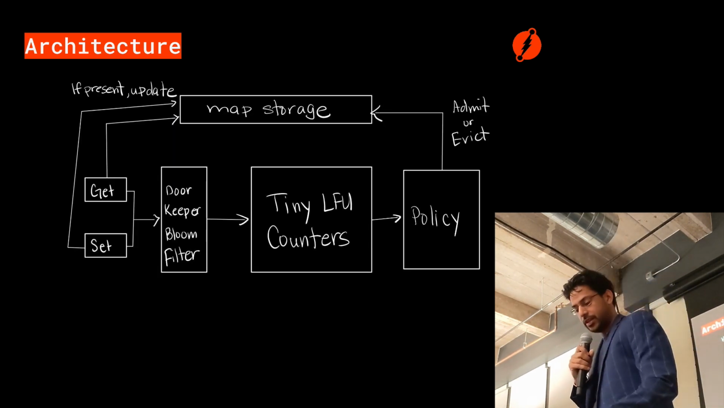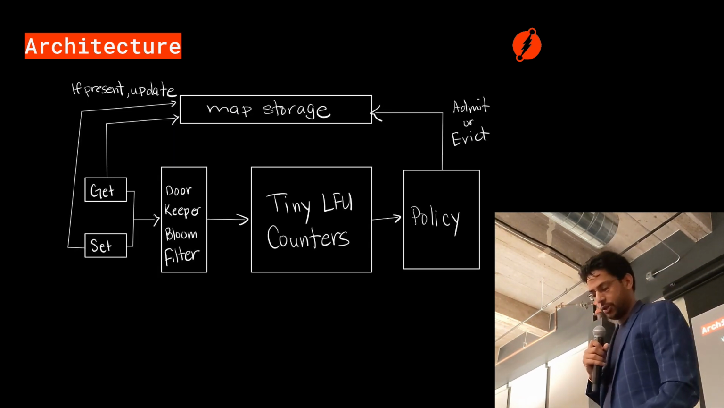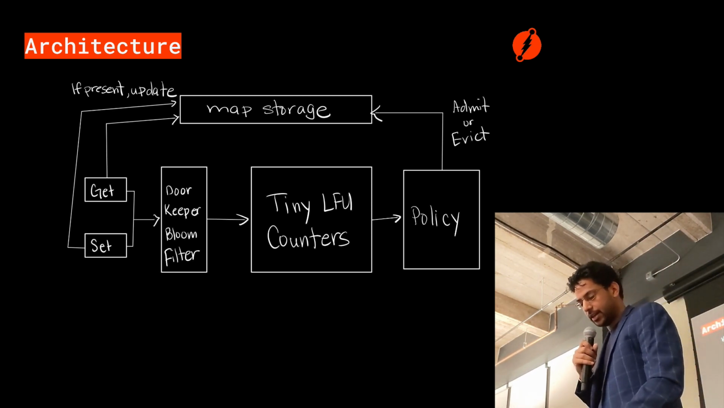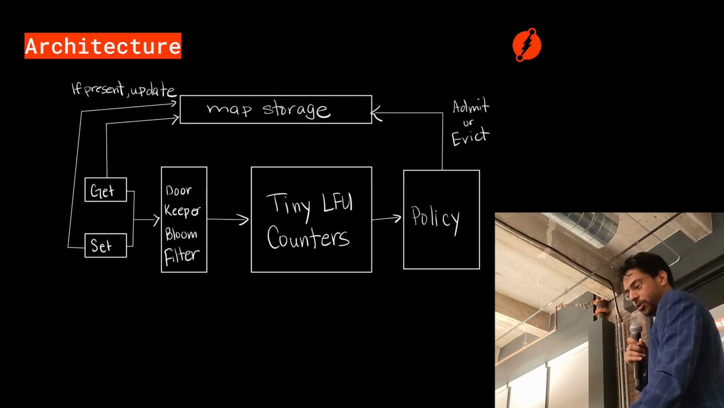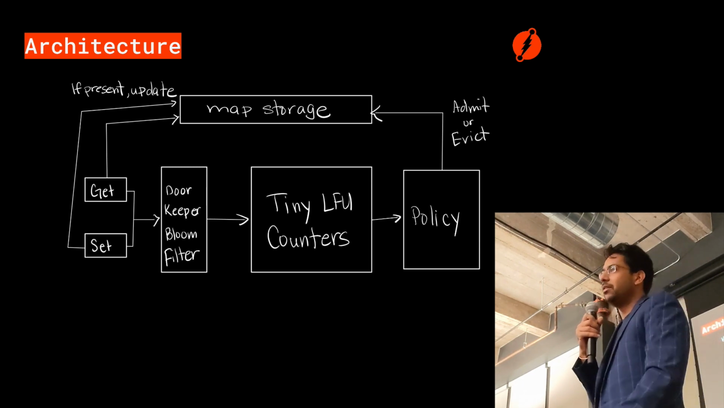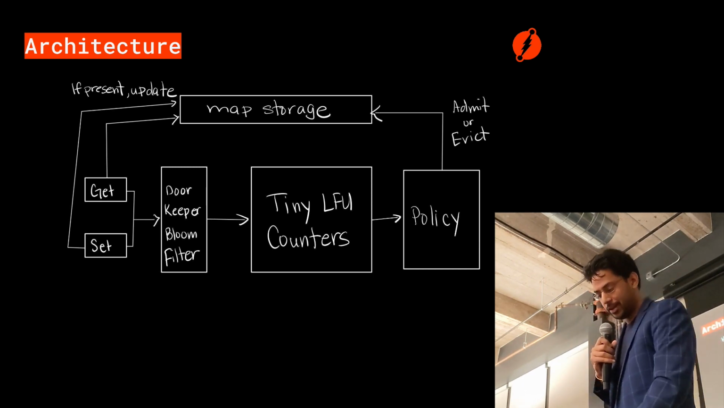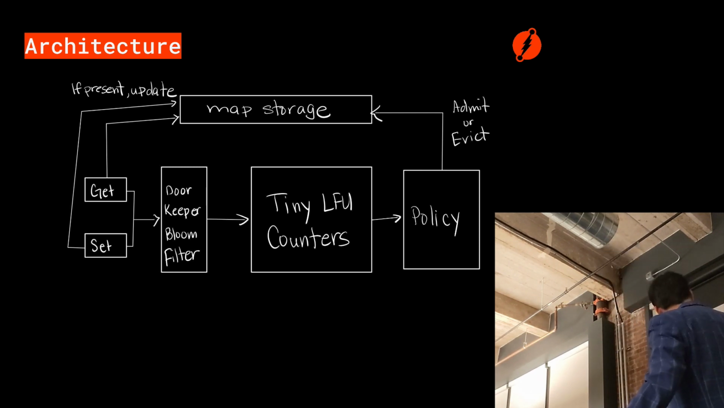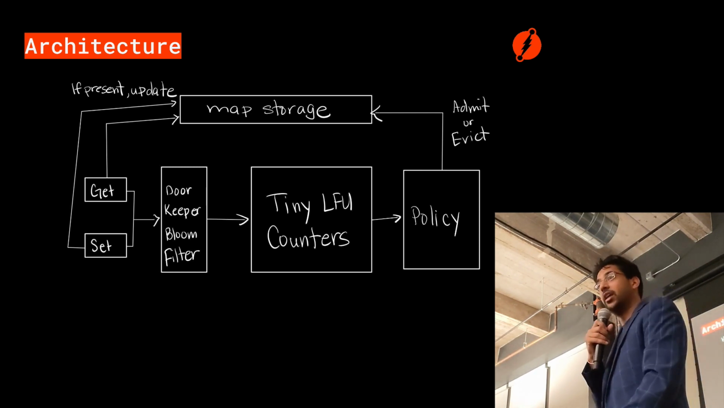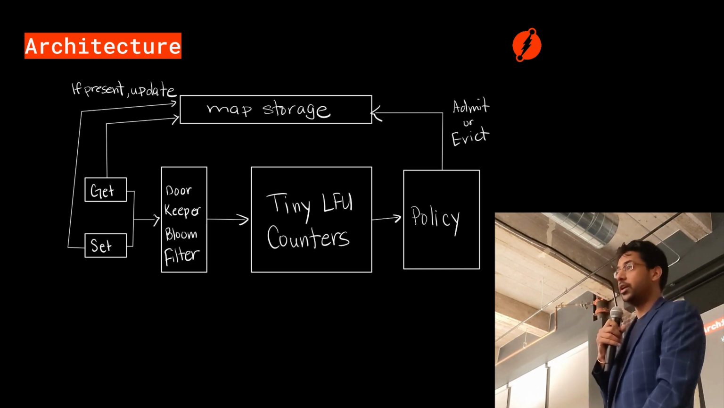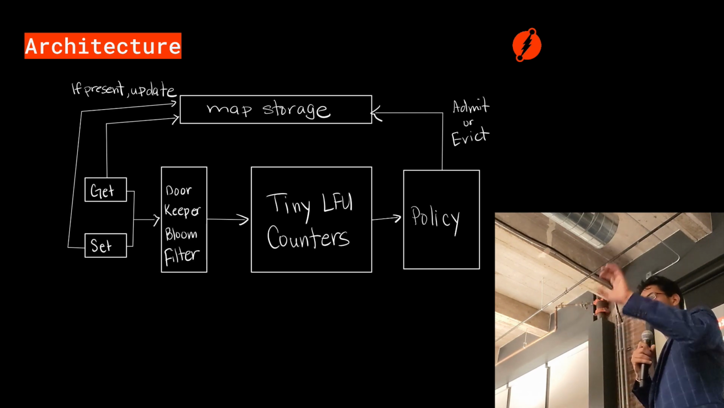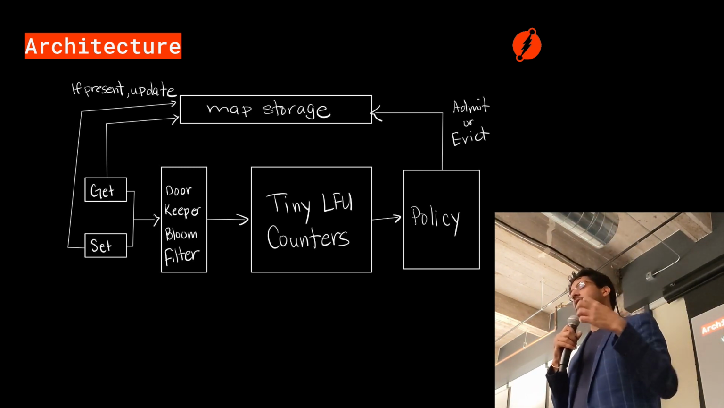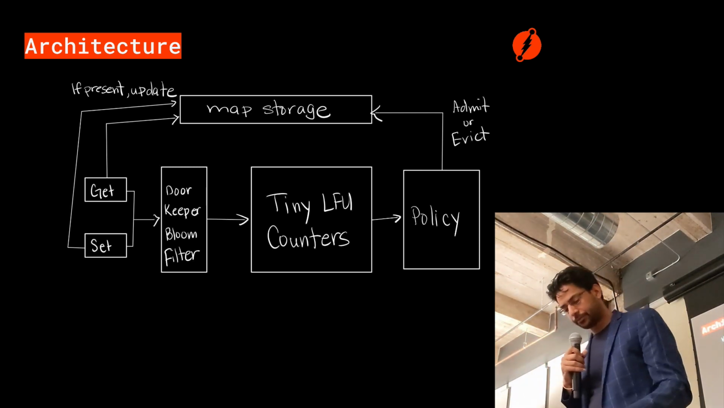Okay, now that you understand some of the components, I can show you the overall architecture of the cache. So the getters and setters are directly accessing the map storage, as I mentioned, because if you do a get, you better be checking. But while also pushing the keys over to the doorkeeper, then to tiny LFU counters, then the policy, and the policy accesses the counters and the map storage to decide what to admit and what to evict.